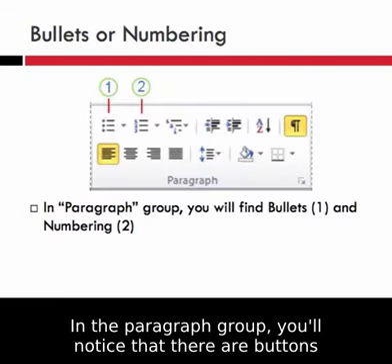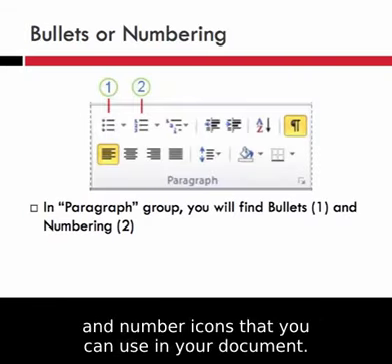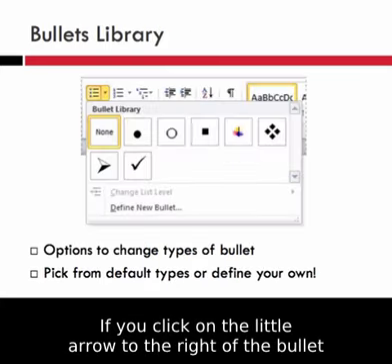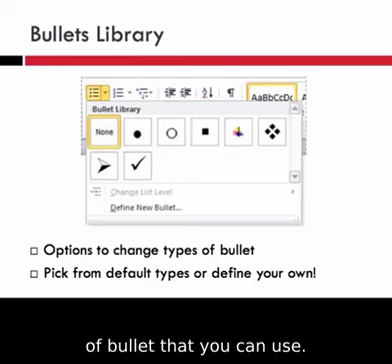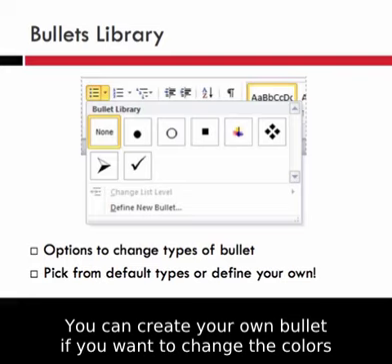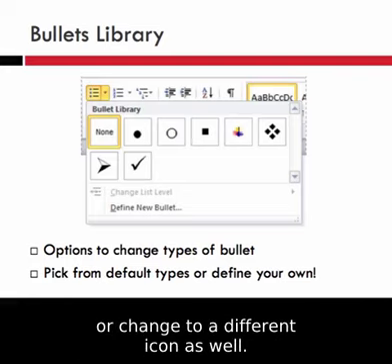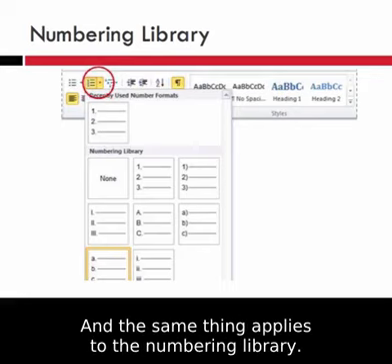In the paragraph group, you'll notice that there are bullet and number icons that you can use in your document. If you click on the little arrow to the right of the bullet or numbering icon, you'll get more options to change the type of bullet that you can use. You can create your own bullet if you want to change the colors or change to a different icon as well. And the same thing applies to the numbering library.